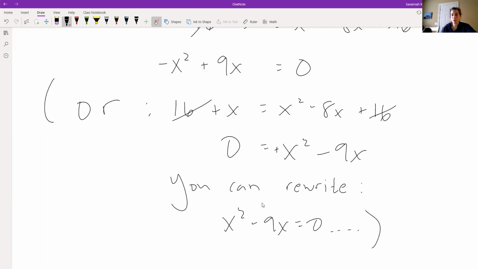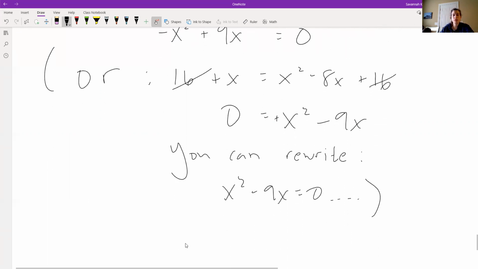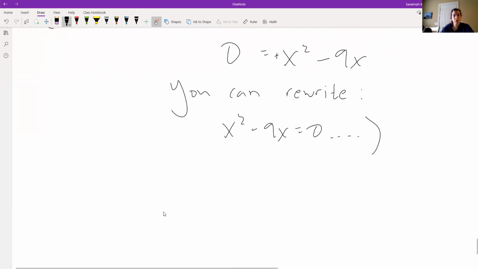And go about the rest of the problem without having to mess with negatives. So my rule about consistently pulling everything to the left sometimes creates negatives, and you can avoid that if that bothers you. Okay, I'm going to stick with negative x squared plus 9x, since that's what I had gotten.